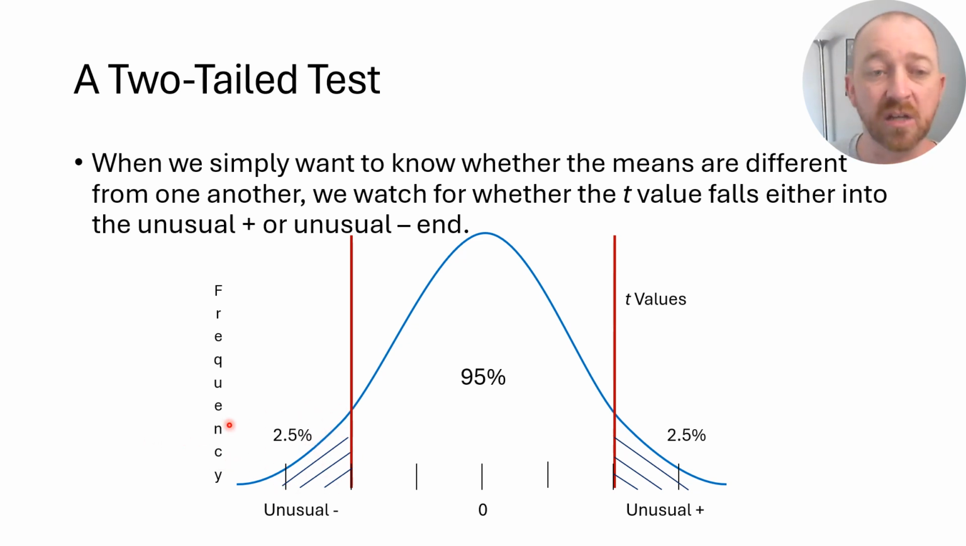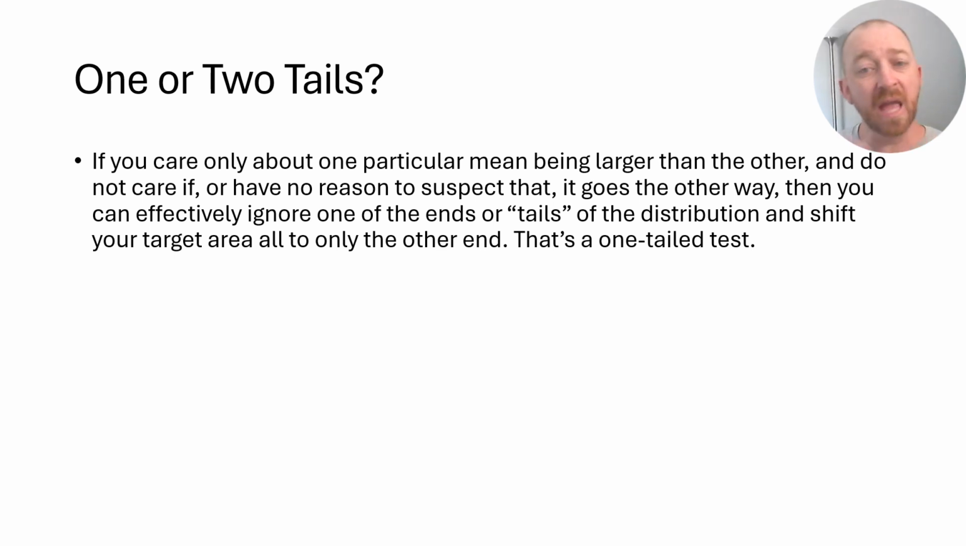So the point is, because we're leaving it open to either an unusually negative or an unusually positive t-value, mean 1 could be bigger than mean 2, or mean 2 could be bigger than mean 1. Now we're looking at a two-tailed test criterion. So that's what we're using for our particular test. Now, what is the alternative? A one-tailed test is the alternative here. A one-tailed test is something you probably use infrequently. At least in my own research, I don't usually use the one-tailed test criterion, for a reason I'll talk about in a moment. However, it's perfectly appropriate in some circumstances.